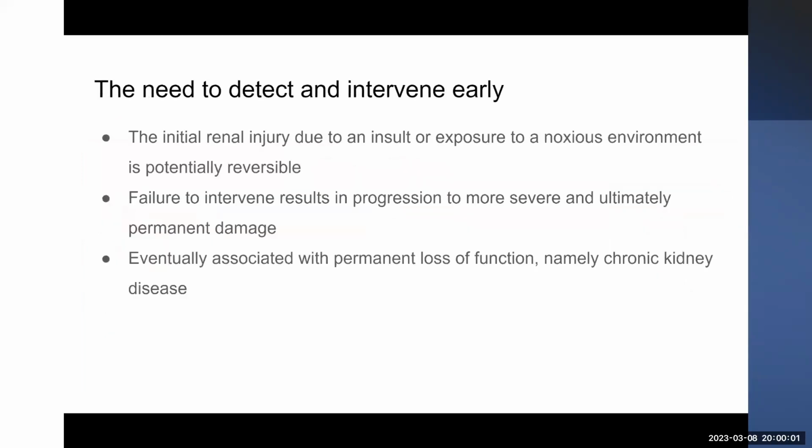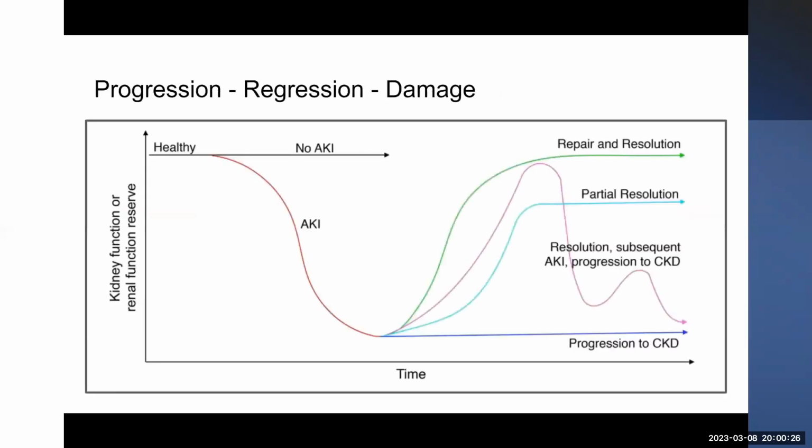The initial renal injury due to an insult or exposure to a noxious environment is potentially reversible. What is critical is to identify this when it is happening. And if you do not, the failure to intervene results in progression to a more severe and ultimately permanent damage, eventually resulting in permanent loss of function and chronic kidney disease. Again, if there is repair and resolution, you go back to the near healthy status. And if you do not, then you can progress to CKD.